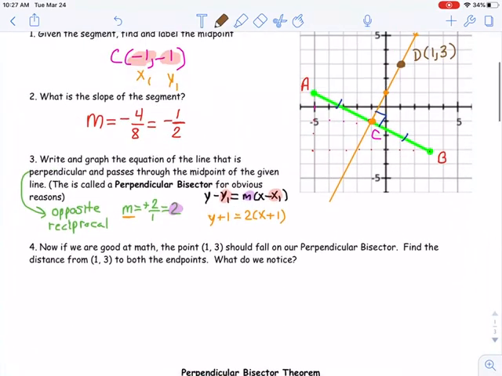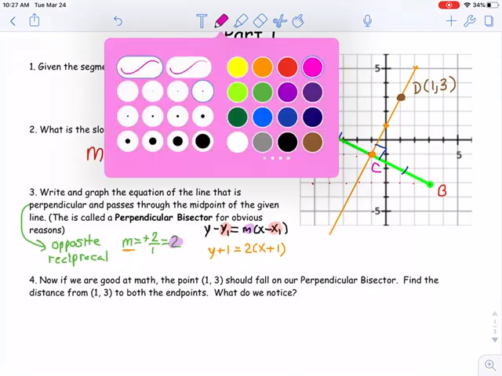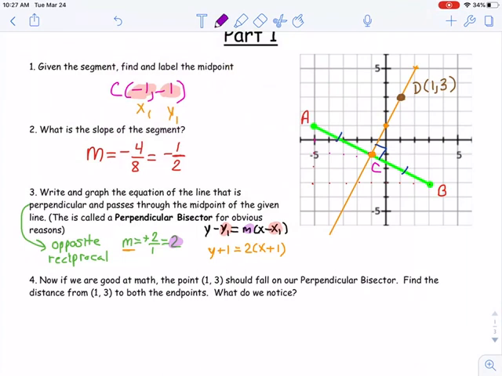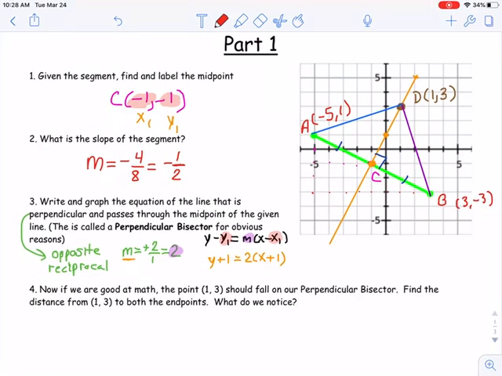All right, now this next part is telling us to find the distance from (1, 3) to both endpoints. So basically what I want us to do is find this purple length and this blue length. So in this one right here, A is (-5, 1) and then B is (3, -3). So we'll find AD using the distance formula.